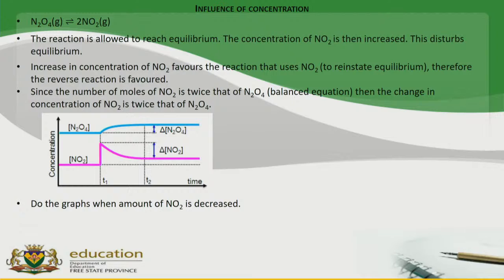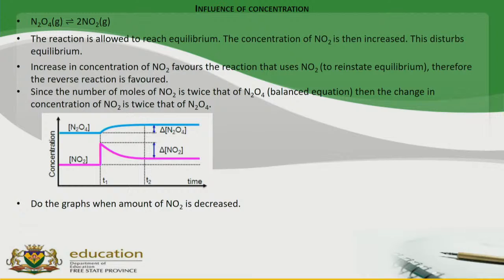Now, what happens now according to Le Chatelier? It means the reaction that will use the added NO2 or the added concentration of NO2 will be favored. Which reaction is that? It is the reverse reaction. If we favor the reverse reaction, what will happen to the concentration of NO2? The concentration of NO2 will decrease. And if we favor that reverse reaction, what will happen to the concentration of N2O4? Since N2O4 will be formed, it means its concentration will increase. And this happens until we reach a new equilibrium.